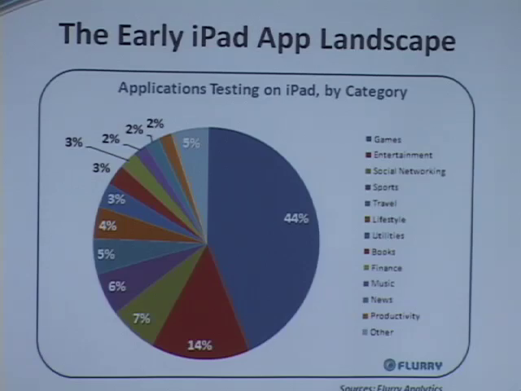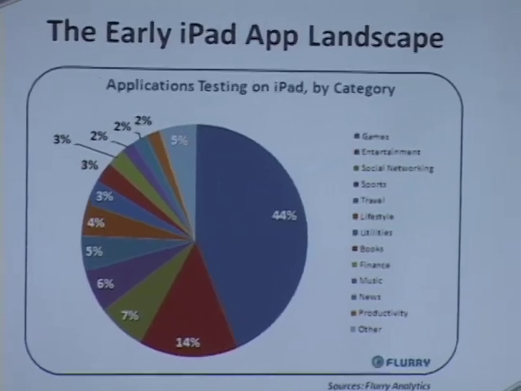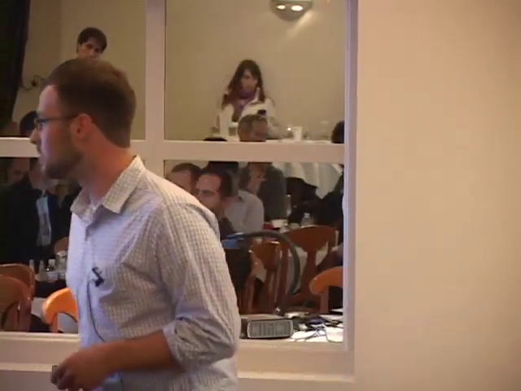What's the 44%? 44% is games. So we saw, of the applications testing on the iPad, 44% of them were in the games category, and that's all the subcategories as well. And 14% is entertainment? Yeah, sorry, 14% is entertainment, 7% is social networking, sports just behind that at 6%, travel at 5%, and then lifestyle, utilities, books, all much smaller, and music, news, productivity at the smallest. So that's really a brief example of what we've seen so far.